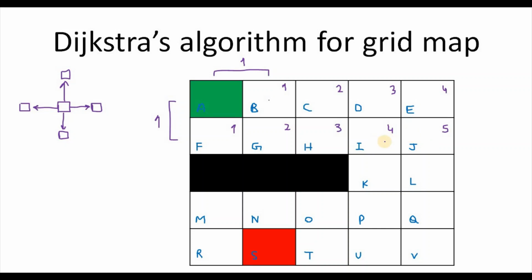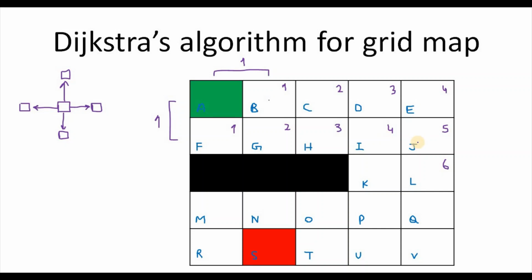J has neighbors I and L, 2 nodes we have here. So let's calculate their costs. 5 plus 1 is 6, so L has a cost of 6. And if we look here, 5 plus 1 is 6. But I has already been discovered, and its cost is 4, which is less than the new cost, 5. So we don't change it here, we leave it like this.